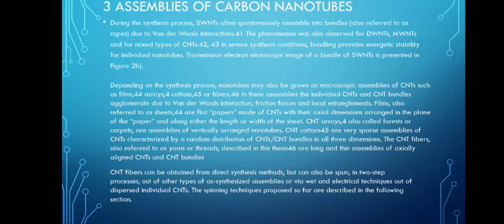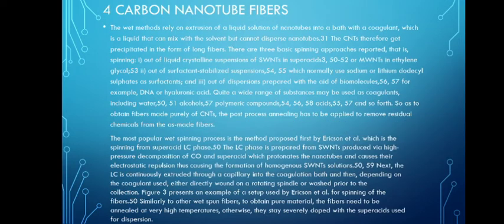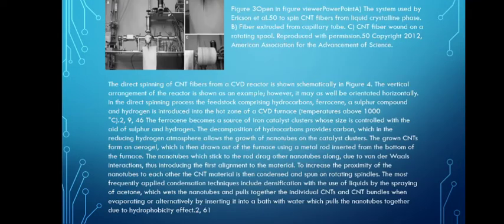The fourth topic we are going to see is carbon nanotube fibers. The wet methods rely on extrusion of a liquid solution of nanotubes into a bath with a coagulant, which is required that can mix with the solvent but cannot dissolve nanotubes. The CNTs therefore get precipitated in the form of long fibers. There are basic spinning approaches reported: spinning out of the liquid crystalline suspension of CNT in pressurized movement in ethylene glycol, out of the surfactant stabilized suspension, which normally uses sodium dodecyl sulfates as surfactants, and out of the suspension prepared with the aid of molecules, for example DNA and hyaluronic acid.